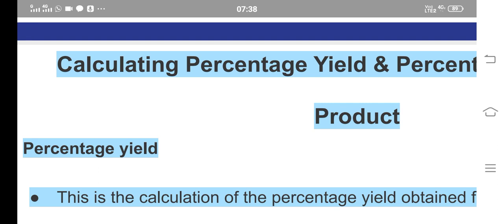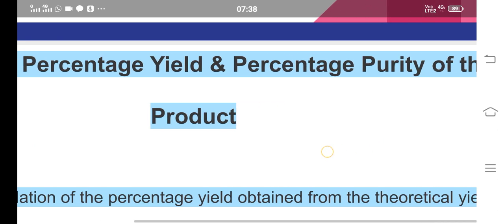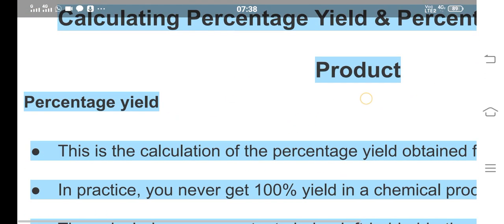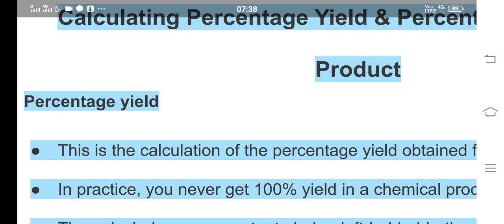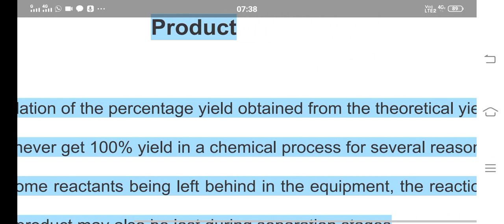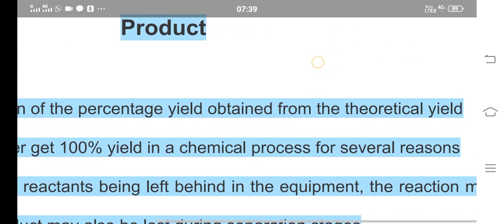So how to calculate percentage yield and percentage purity of the product? Percentage yield. What is the percentage yield? This is the calculation of the percentage yield obtained from the theoretical yield.